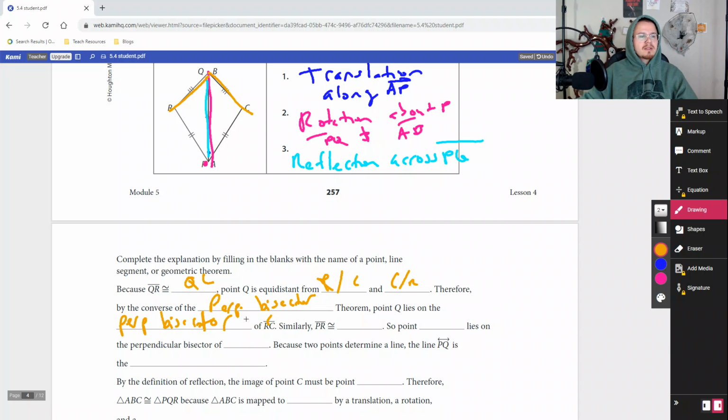Alright. Similarly, line segment PR is congruent to PC. So point P lies on the perpendicular bisector of line segment RC.